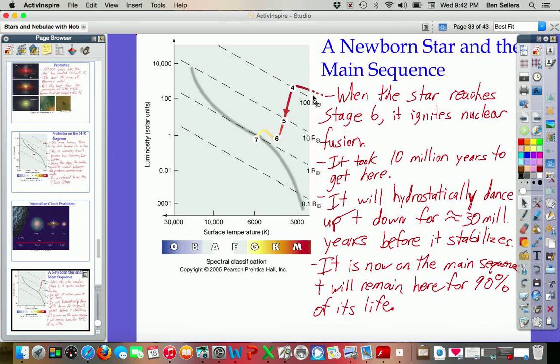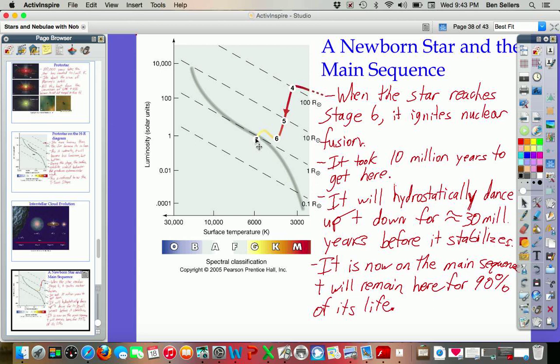When the star reaches stage 6 here, where again you don't need to know those numbers, that's not important, it ignites nuclear fusion. So you have 4 protostar, 5 it starts getting hotter, and I know it's getting hotter because it's going left. I also know it's getting smaller because the solar radii has gotten less, and it's also become way less luminous. At position 6, fusion starts. It takes about 10 million years. It has to reach 10 million K for that to happen. When that happens, it swells up a little bit, gets hotter, gets a little more luminous, but then eventually it'll settle back down on the main sequence.